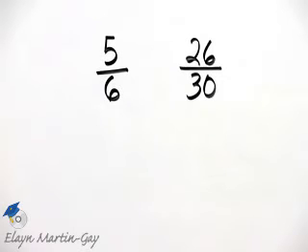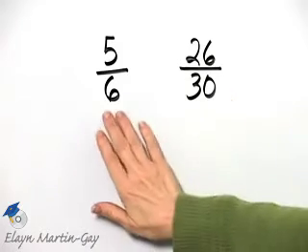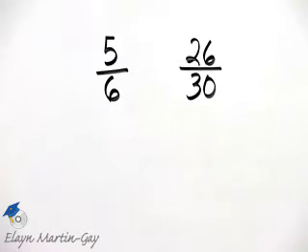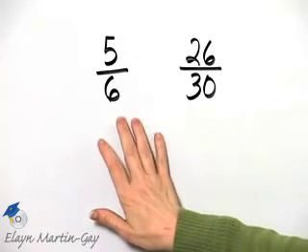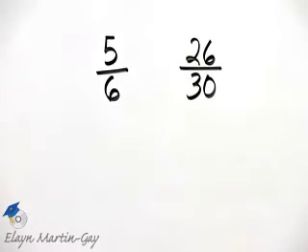We'd like to insert is less than or is greater than to form a true statement. Here I have the fractions 5/6 and 26/30. To compare these fractions, I'm going to rewrite them as fractions with the same denominator. Once I do so, I can simply compare numerators.